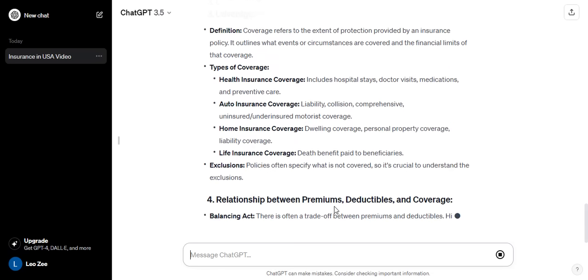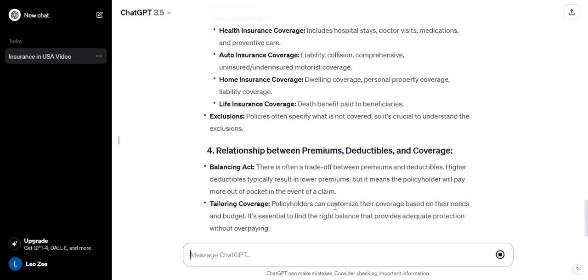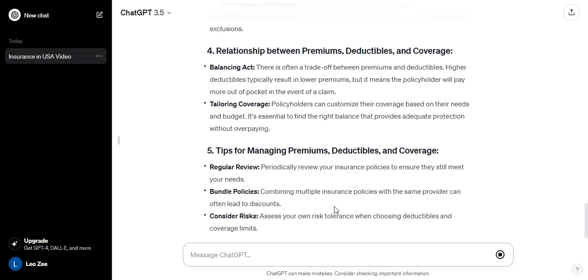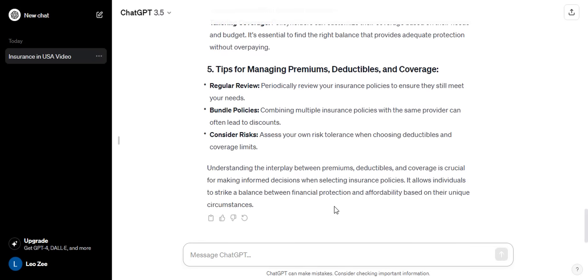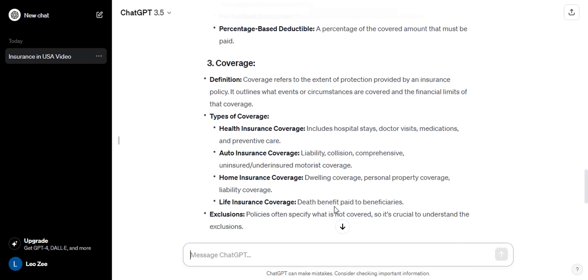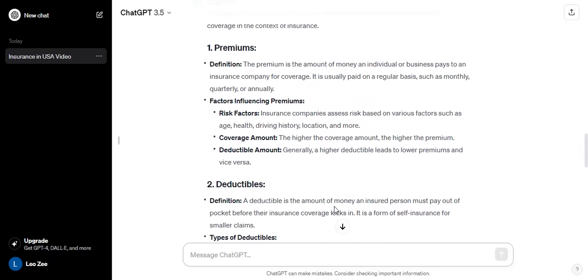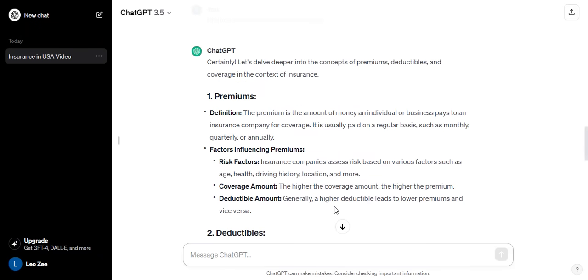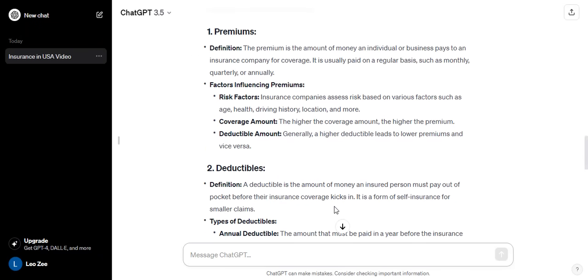These are the different types of insurance with their details. Premium definition. The premium is the amount of money an individual or business pays to an insurance company for the coverage. It is usually paid on a regular basis, such as monthly, quarterly, or annually.